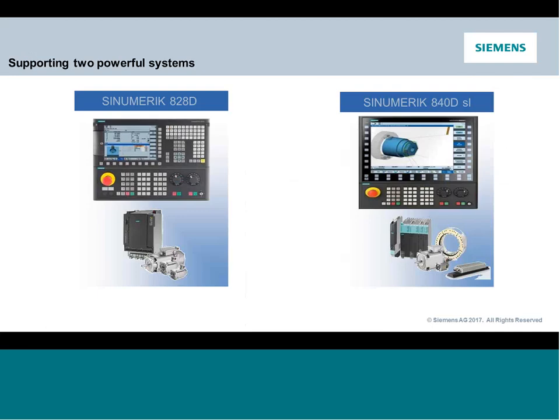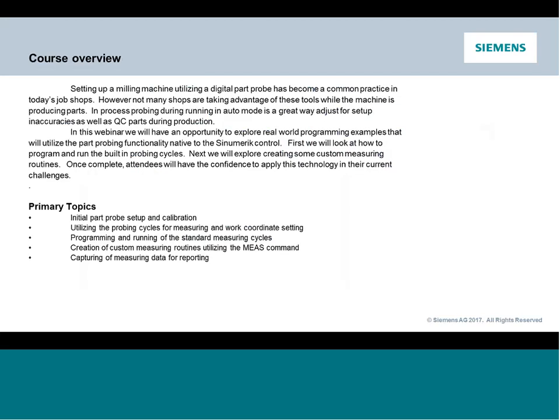Okay, so we have 3 primary controls in our portfolio. Today's topic will be specific to the 828 and the 840. For those of us that are maybe using the 808, some of this will apply, but the majority of this is tilted specifically to the 828 and the 840. So with that being said, what's the intention today? What are we going to try to actually get into and take a look at?